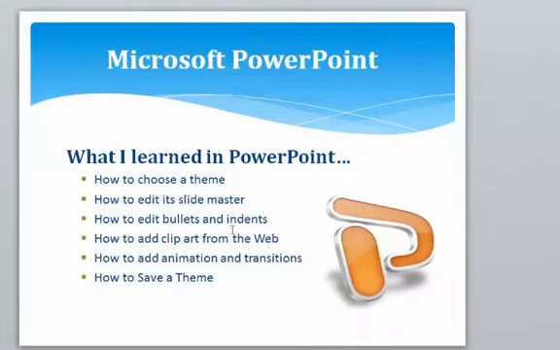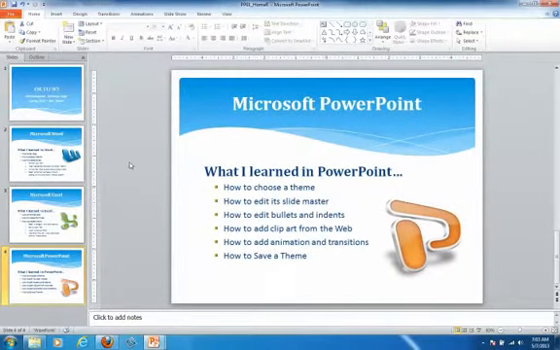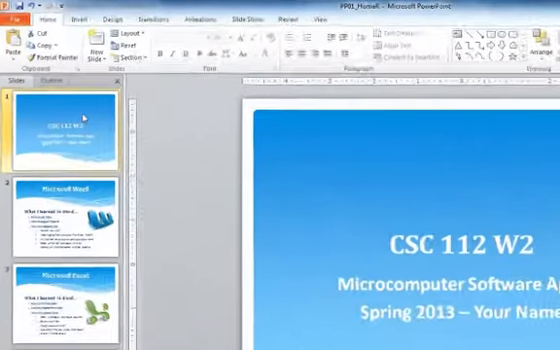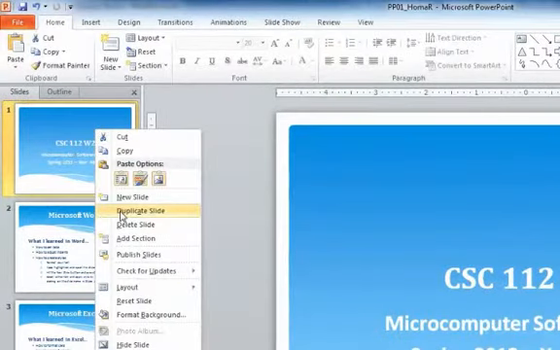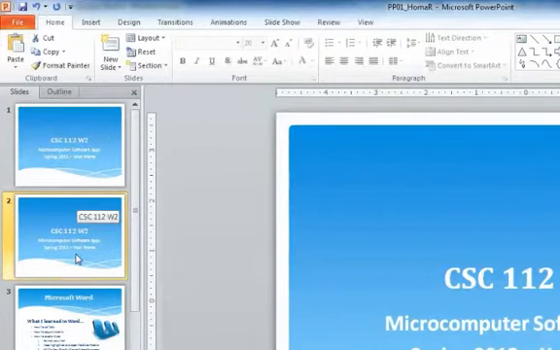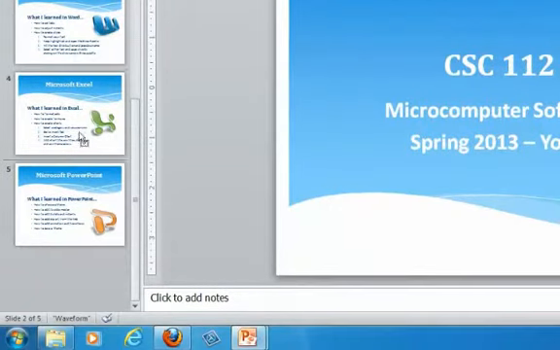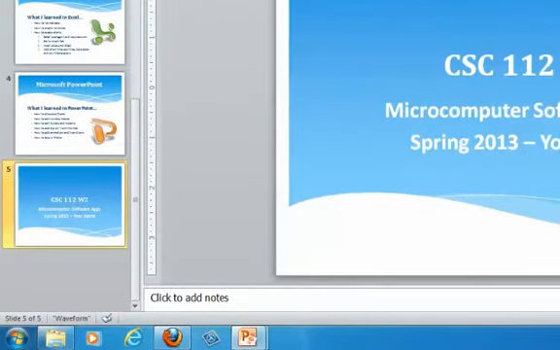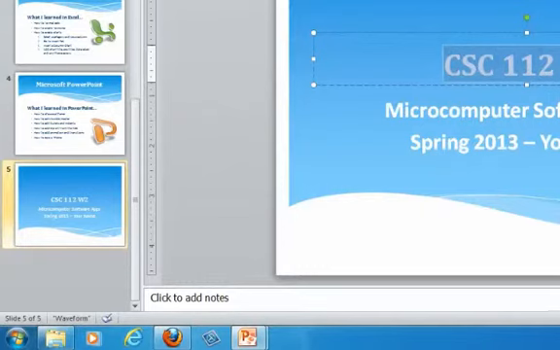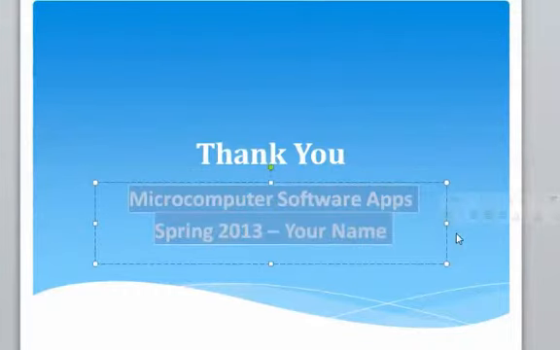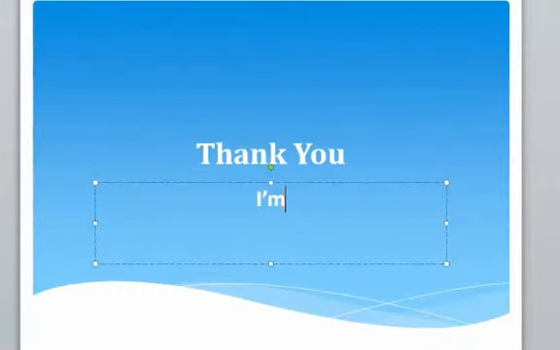Now I'm going to put in one more slide here, which is kind of that thank you slide. And what I could do is I could select my title slide and just duplicate it. So you can right-click, duplicate, and notice it puts it right underneath. Over here in your thumbnails, it puts it right underneath. So I'm going to move that down, and you can just drag it down to the bottom, and now it's at the bottom. I'm just going to change this, and I'm just going to put thank you. And you could type whatever you want. I just put I'm glad software apps is over.